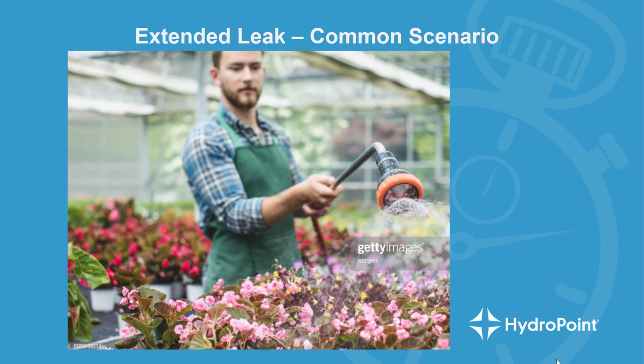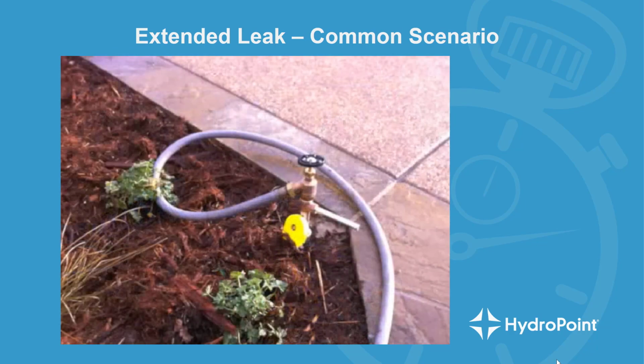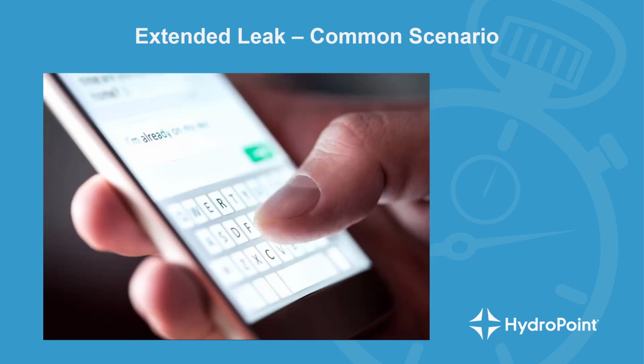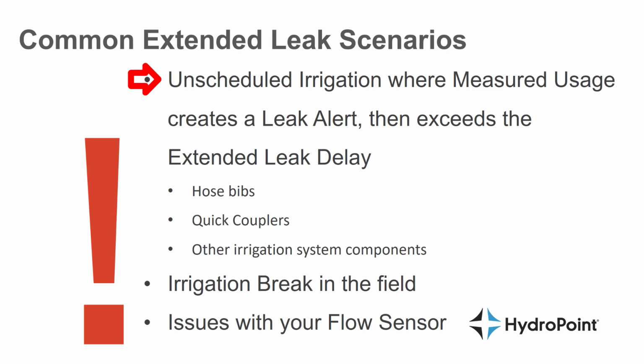And the best example of an extended leak scenario is the kid making minimum wage to water down garden stock. The first thing he does is plug in the quick coupler and start watering down the garden stock, and the second thing he does is check his phone and walk away from the running water. So the most common leak scenario is when someone is using your irrigation system by plugging in hose bibs or quick couplers, where the measured usage creates a leak alert, and then that leak alert exceeds the extended leak delay.